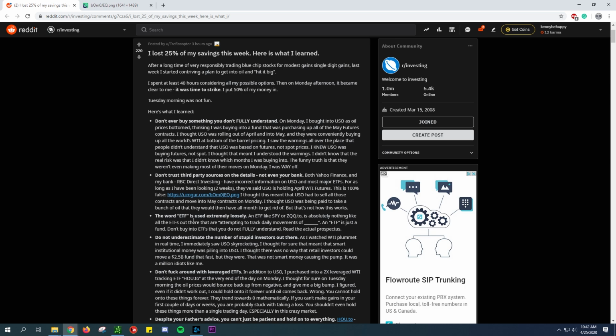So basically, the word ETF is used extremely loosely. This is very true. An ETF like SPY or QQQ is also nothing like all the other ETFs that are attached to tracking XYZ. It's just a fund. ETF is a very loose word. You have to look more at what he says is the prospectus. So basically that means actually understanding what this is.